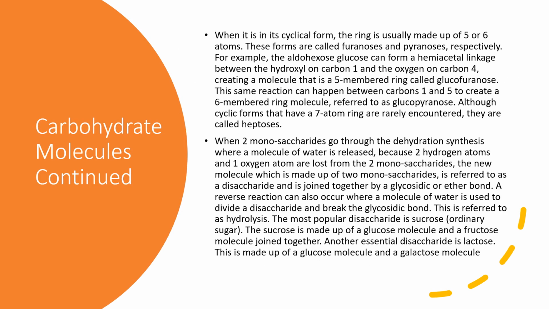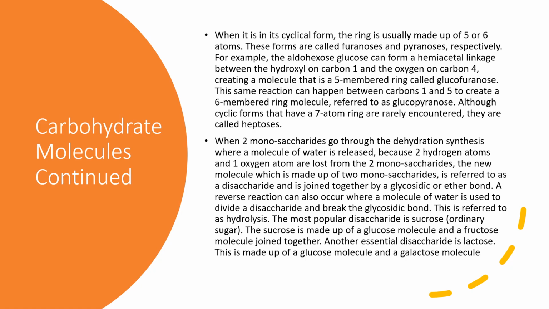When it is in its cyclical form, the ring is usually made up of 5 or 6 atoms. These forms are called furanoses and pyranoses, respectively. For example, the aldohexose glucose can form a hemiacetal linkage between the hydroxyl on carbon 1 and the oxygen on carbon 4, creating a molecule that is a 5-member ring called glucofuranose.